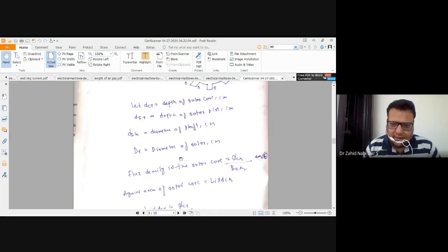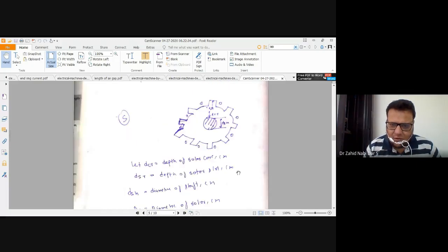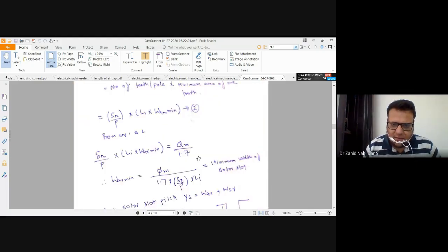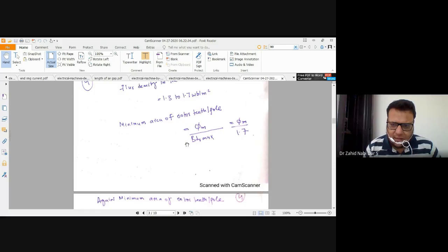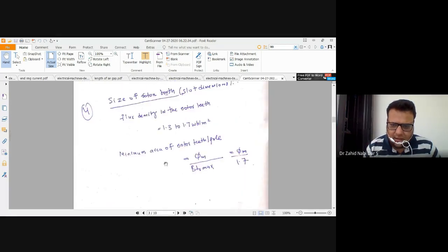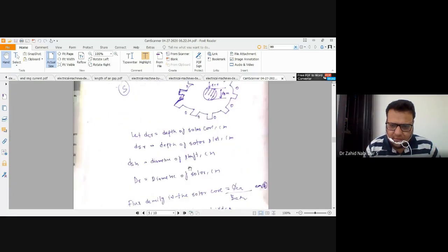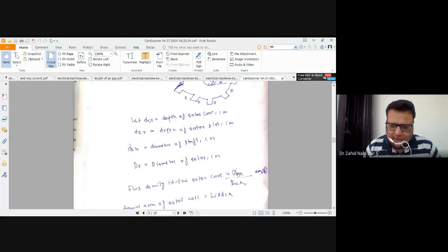Again, you can write the flux density in the rotor core, that would be equal to the flux in the rotor core over the area, not flux density. Flux density, there is some mistake here. So that would be equal to phi cr by how much? Here also we have studied, this is your area. This is phi max by BTR. Similarly here also same thing, we have phi cr by BCR. So this is my equation 2.